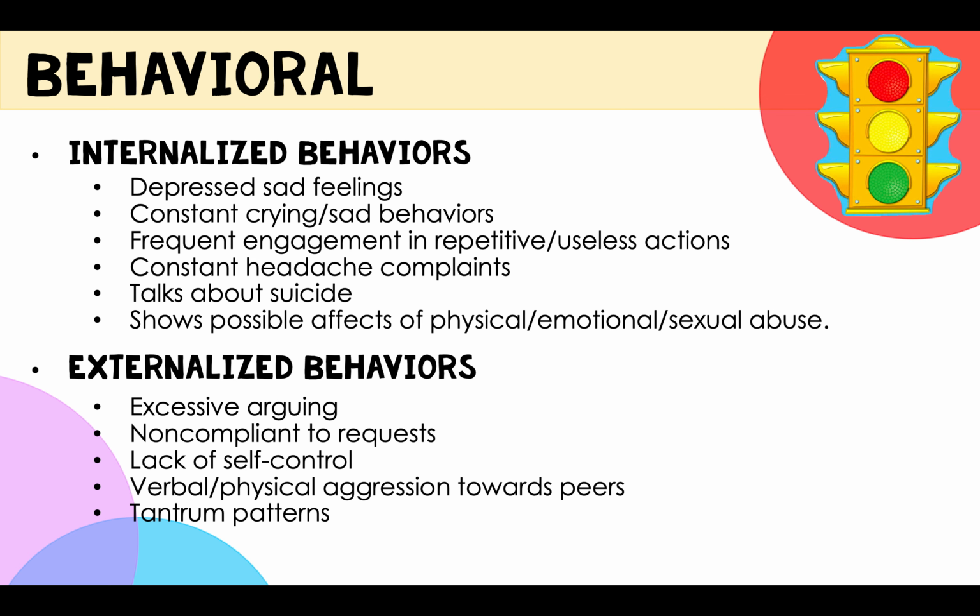Students with externalized behaviors often act out and are seen as dangerous due to their interactions towards their peers and their teachers. Some examples of these behaviors are, but not limited to, excessive arguing, noncompliance to requests, lack of self control, verbal or physical aggression towards their peers, or patterns of tantrums.